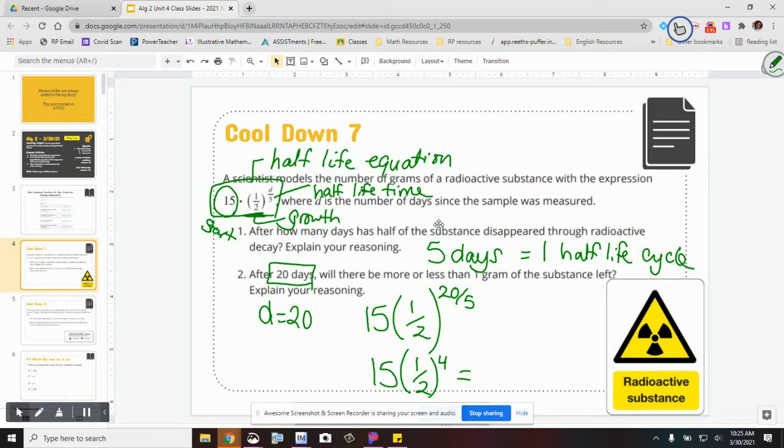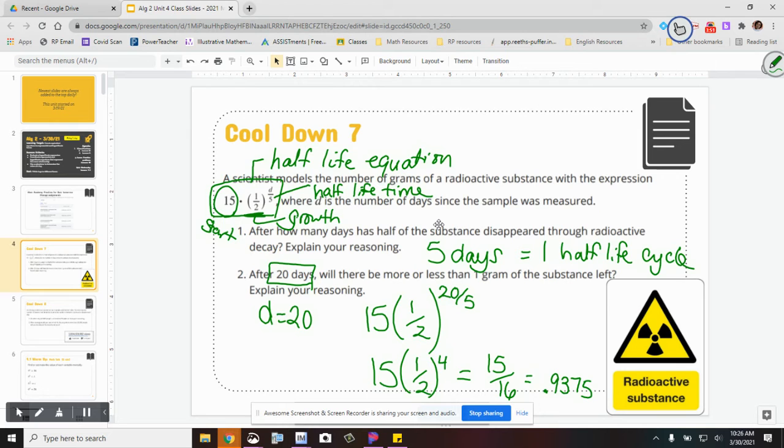Well, I don't have a calculator in front of me, but I see that Ellie does, and she is doing some of our calculator work. Ellie, what'd you get when you did this one? I got 15 over 16. 15 over 16? Yeah. All right. So as a fraction, we're looking at 15 over 16. So not a full gram. It's going to be a decimal. Did you have it in a decimal form? Yeah, it was 0.9375. Nice.